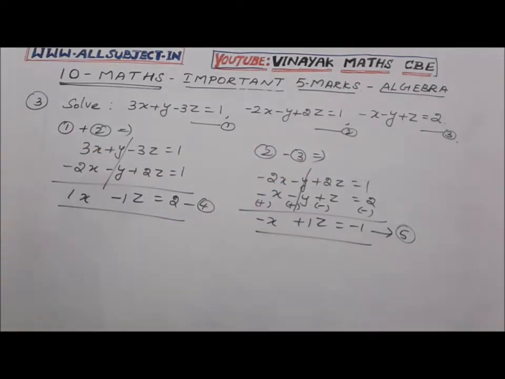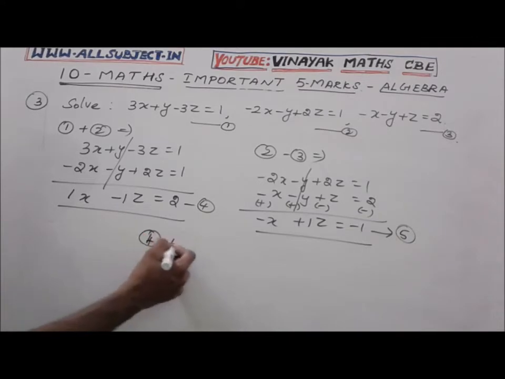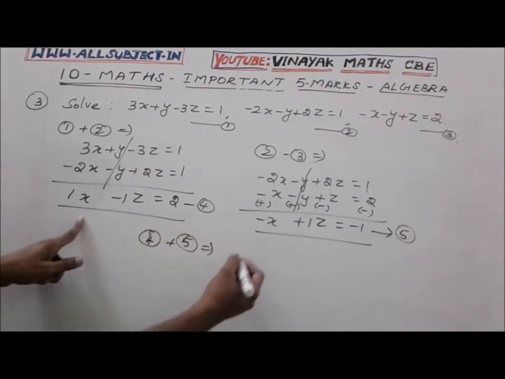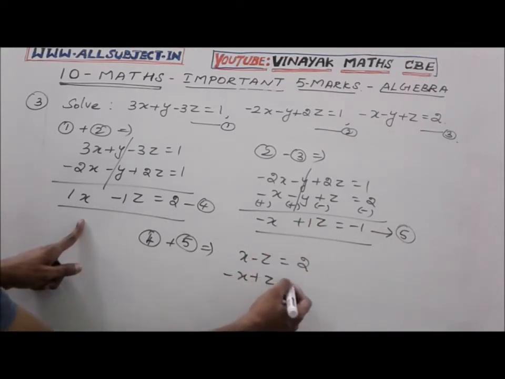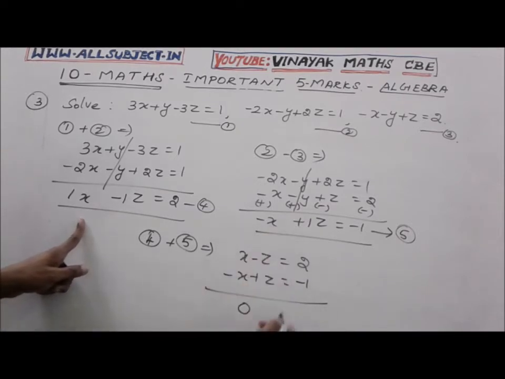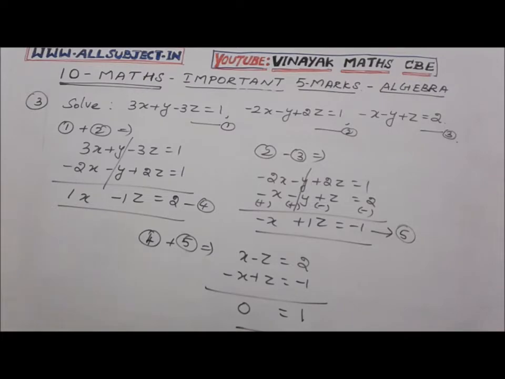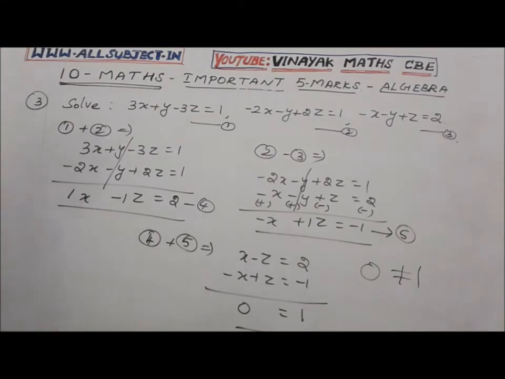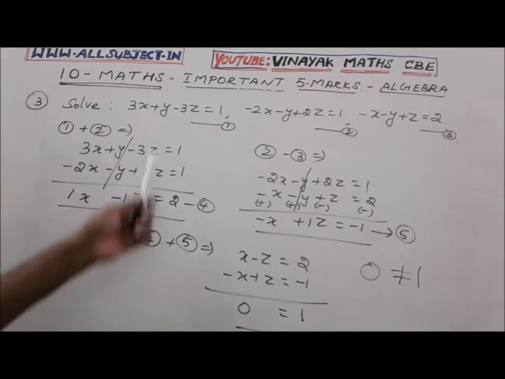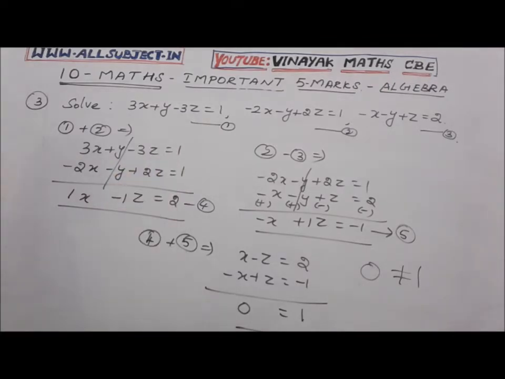Just adding the two equations, adding 4 and 5. 4 plus 5 implies 4 is x minus z equal to 2, and 5 is minus x plus z equal to minus 1. Adding the values, 0, x eliminated, z also eliminated, that is equal to 1. Now we have 0 equal to 1 here. So this is a contradiction. 0 is not equal to 1. Therefore, this type of system of equations is inconsistent. It has no solution. So this given system of equations is inconsistent.